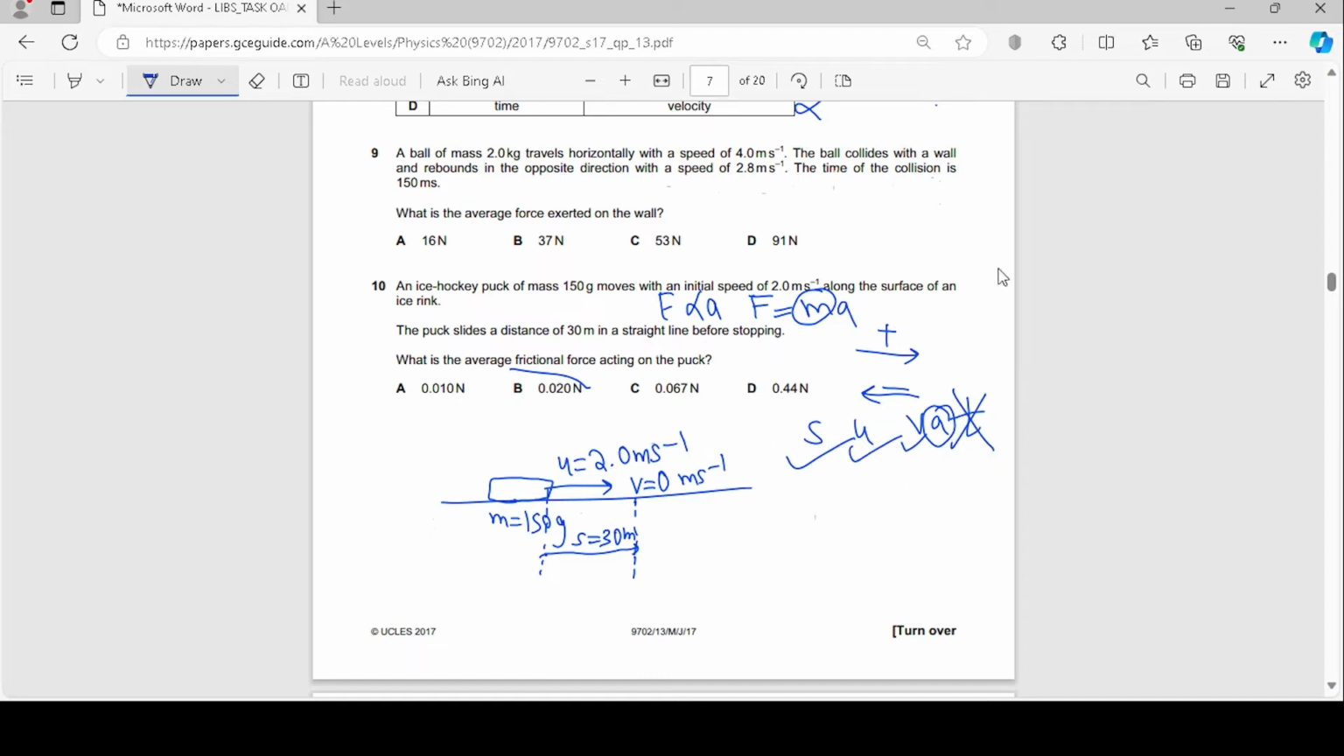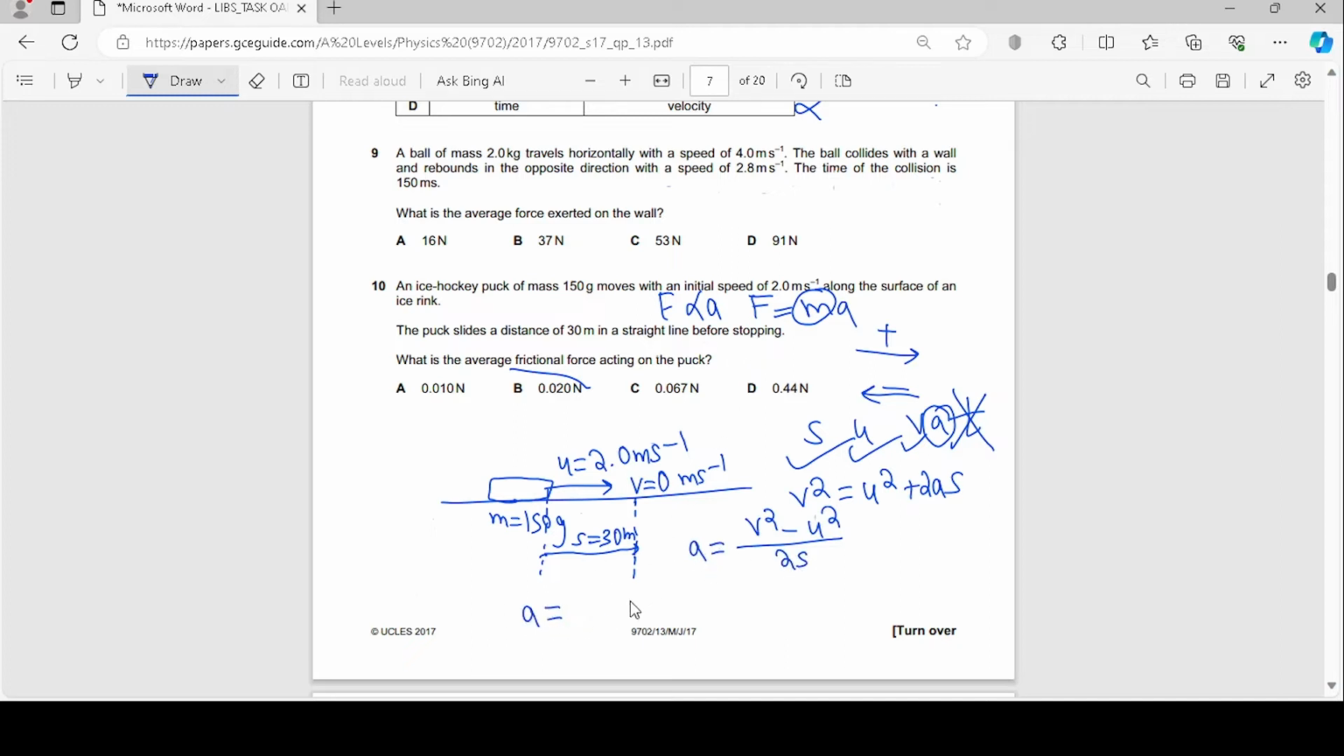I don't have the time, so just ignore that. But then you have s, u, v, a. So the SUVAT equation that relates those is v squared equals u squared plus 2as. Now, because I want to find the acceleration, I can rearrange this to (v squared minus u squared) over 2s equals a. All right, and then I just substitute in the values.